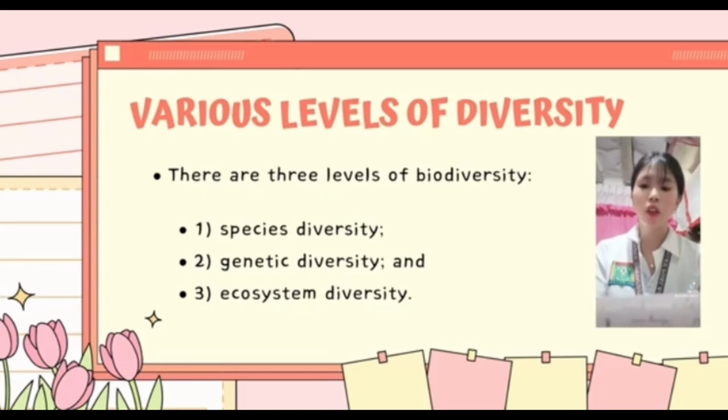These are the highlights of the various levels of diversity. When we talk about genetic diversity, it talks about high and low genetic diversity within a population. Species diversity talks about the high and low number of species. And last, ecosystem diversity talks about the narrow and wide distribution of ecosystems.